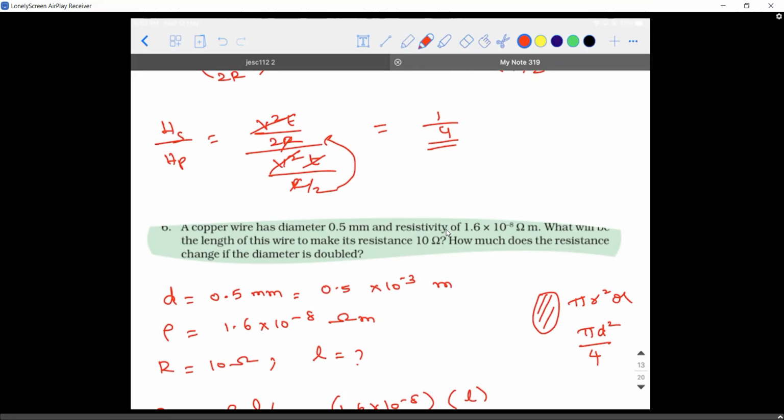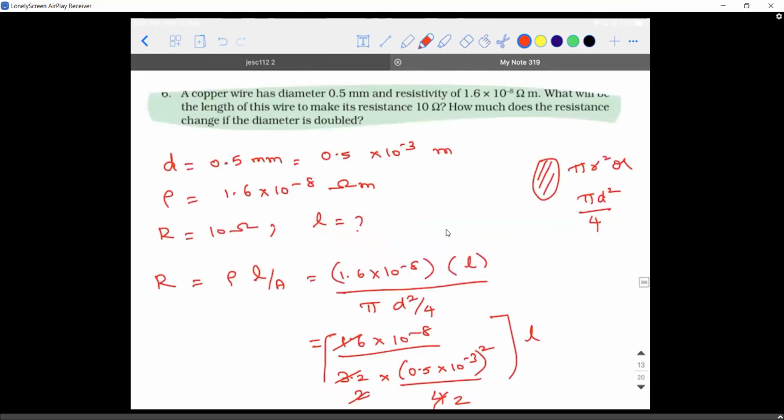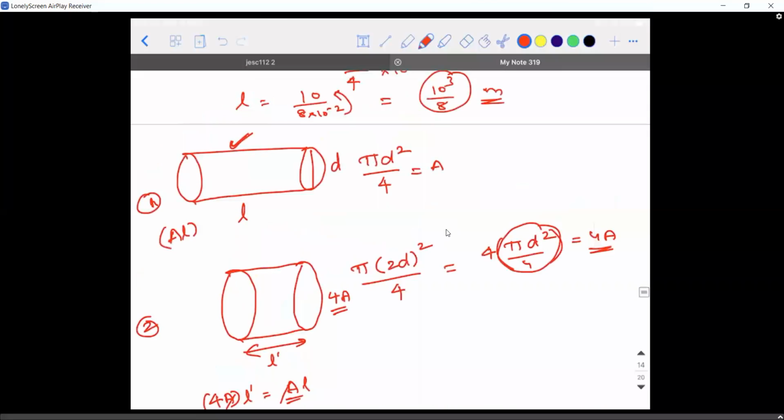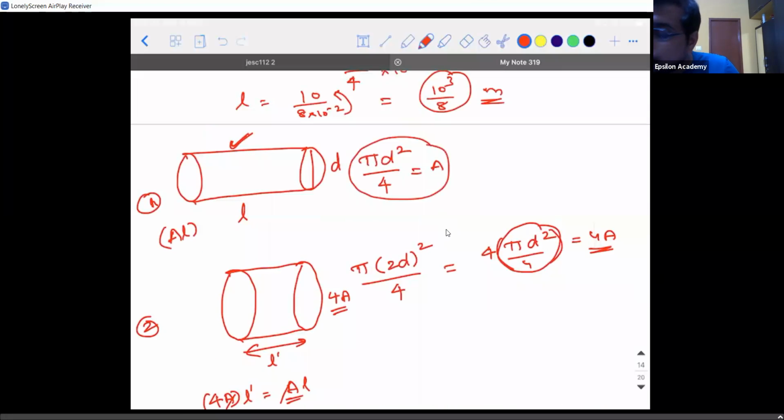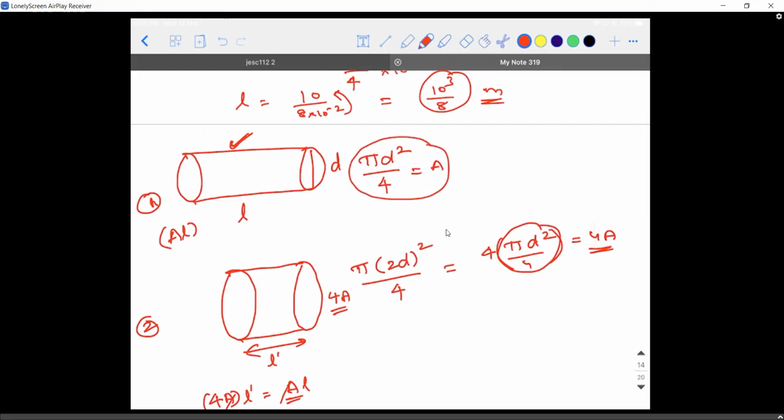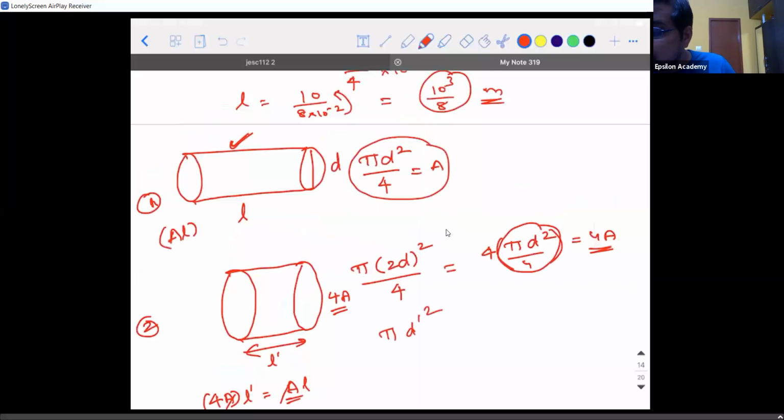Sir, can you explain how we got 4A, sir? Because initial area is pi d square by 4. That point is clear. Final area will be what? Pi into d dash square divided by 4. What is the new diameter now? It is 2 times the diameter. So pi into 2d square divided by 4. So it is pi into 4d square divided by 4.